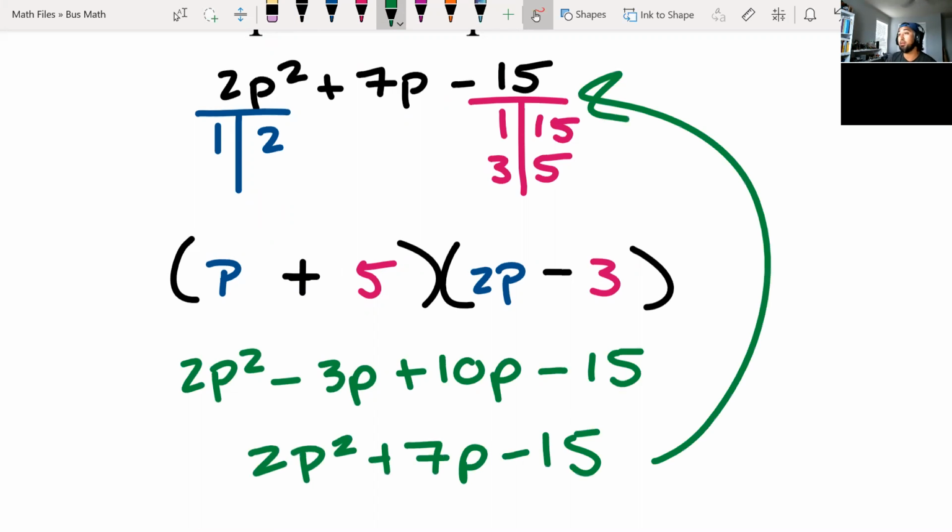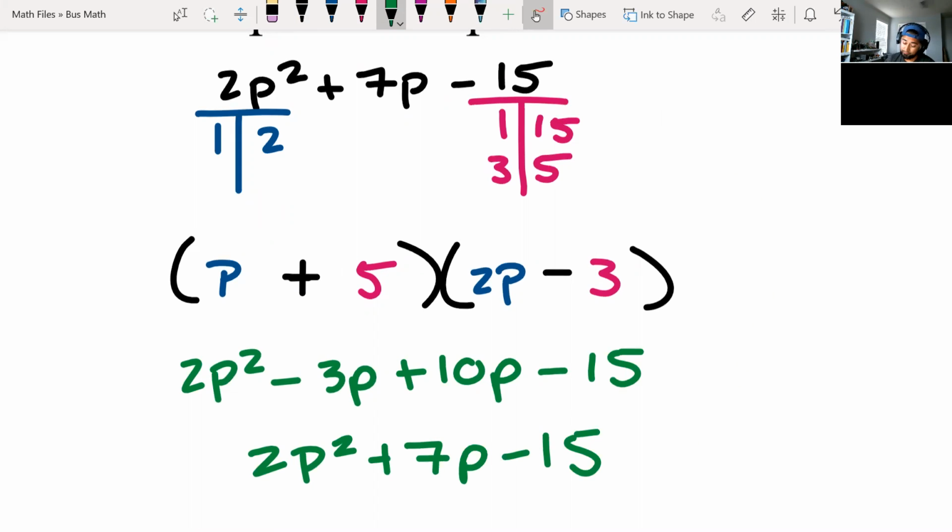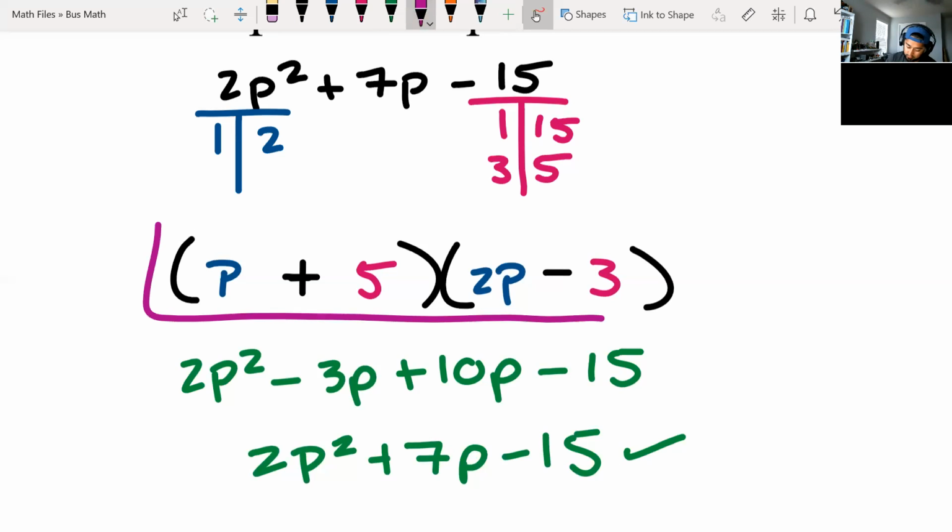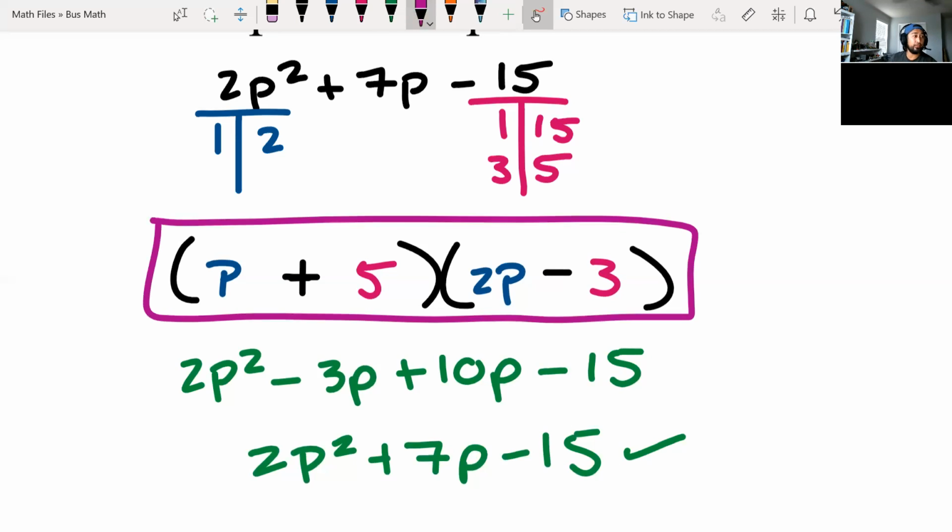Does that look like the above? Yep. We got it. Perfect. And now it's factored. Okay. Any questions on that one? So 1 and 2 and 3 and 5 worked. Okay.